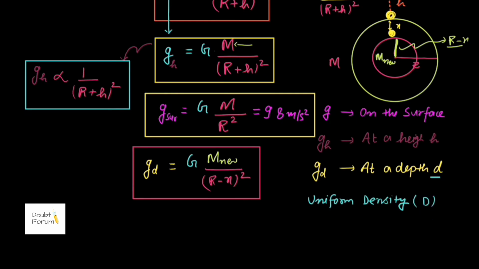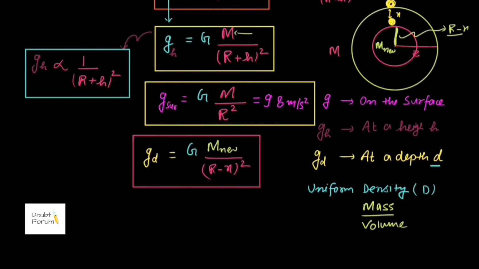Uniform density means that the density for the whole Earth of radius r will be the same as for the radius r minus x. The formula of density is mass upon volume. I will use this formula to find this new mass. For the whole Earth, I have assumed the mass is capital M. So using this formula for the whole Earth of radius r, in place of mass I write the whole mass divided by the volume of the whole Earth.